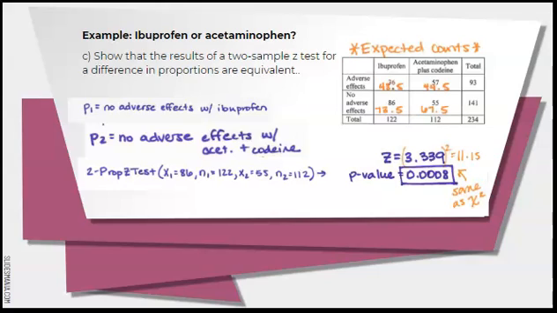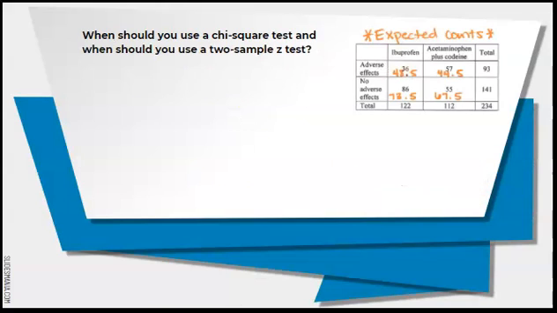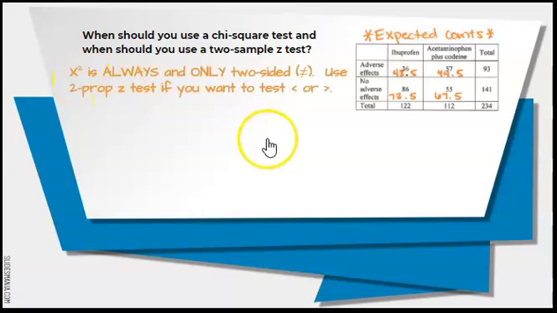So then that brings up the next question. When should you use a chi-squared test and when should you use a 2-sample z-test? Great question. So let's look through this. Chi-squared is always and only going to be a 2-sided test. You can't measure less than or greater than with chi-squared. You can only do that with a 2-proportion z-test.